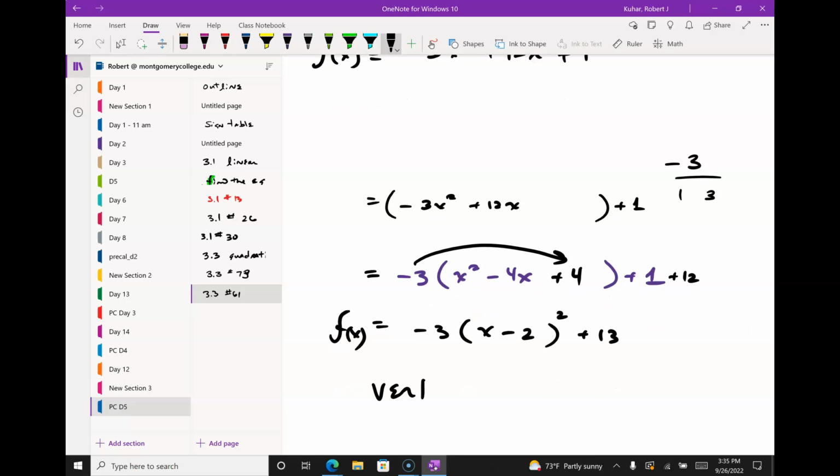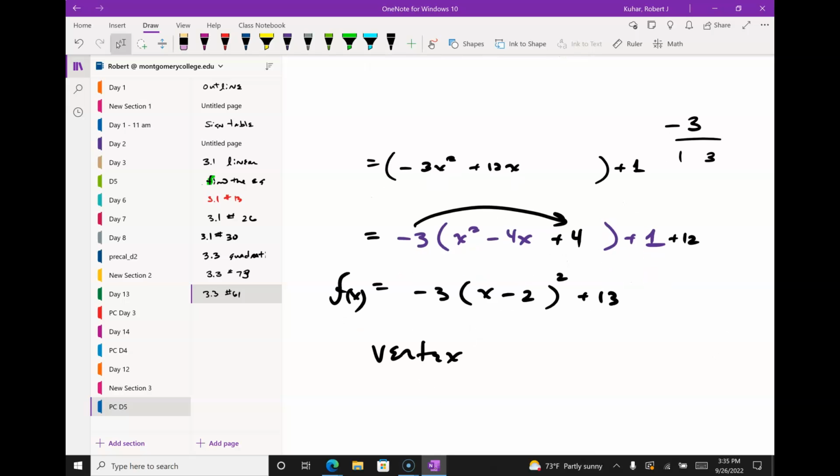So where's my vertex? The positive 2, 13, right? Take the opposite inside and be direct on the outside. Brian? Yeah, so if you take a look, I put the 4 inside, right? We took half of k squared. It's always going to be positive. But I really am distributing that negative 3 to that, so I get an extra negative 12. I have to cancel it.